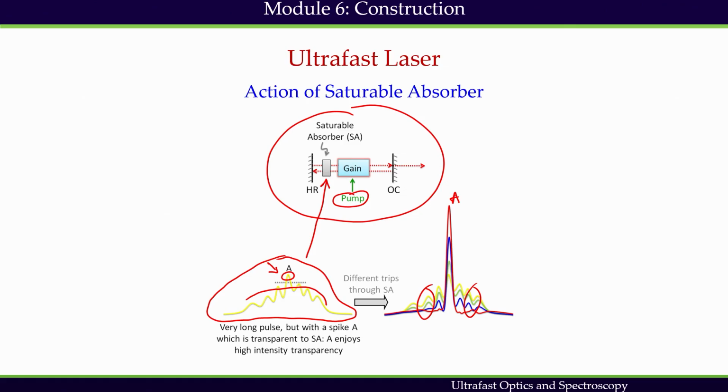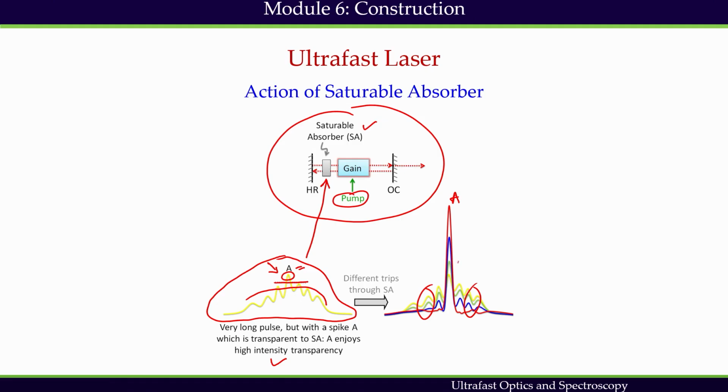This idea is shown here. In the first round trip the laser cavity creates a broad pulse with many spikes, the one which is shown here, and in the next trip, because the spike A has intensity higher than a threshold value, above which only the saturable absorber will start working, it will start transmitting the beam.